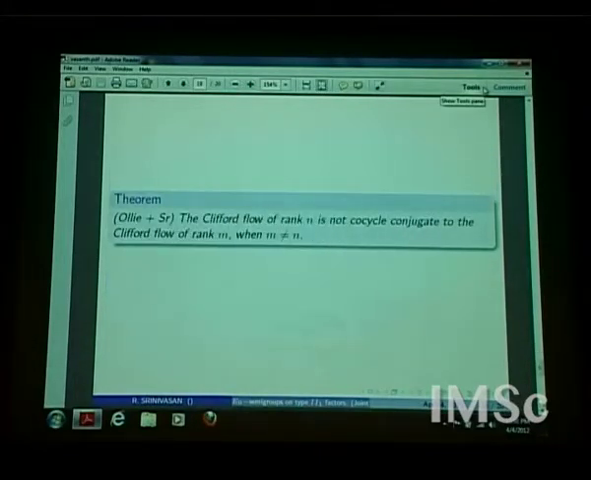So this doesn't extend. Then we can show, using this super product system, that if Clifford flow of rank n, I haven't said what is rank, there is a Hilbert space small k, and the dimension of that Hilbert space is the rank. Okay. So Clifford flow of rank n is not cocycle conjugate to Clifford flow of rank m if n is not equal to m.